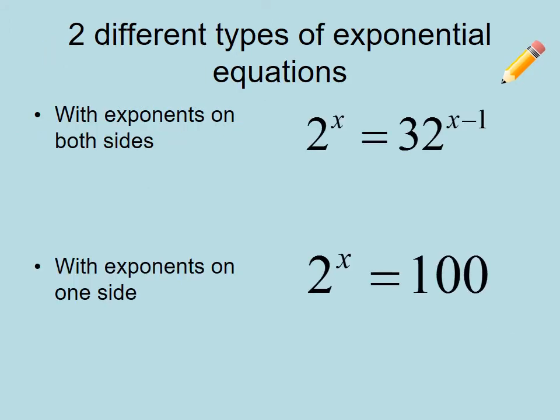There are two types of exponential equations that we're going to look at. The first one has exponents on both sides. The second type has an exponent on one side. There are different properties to help you with each of these.